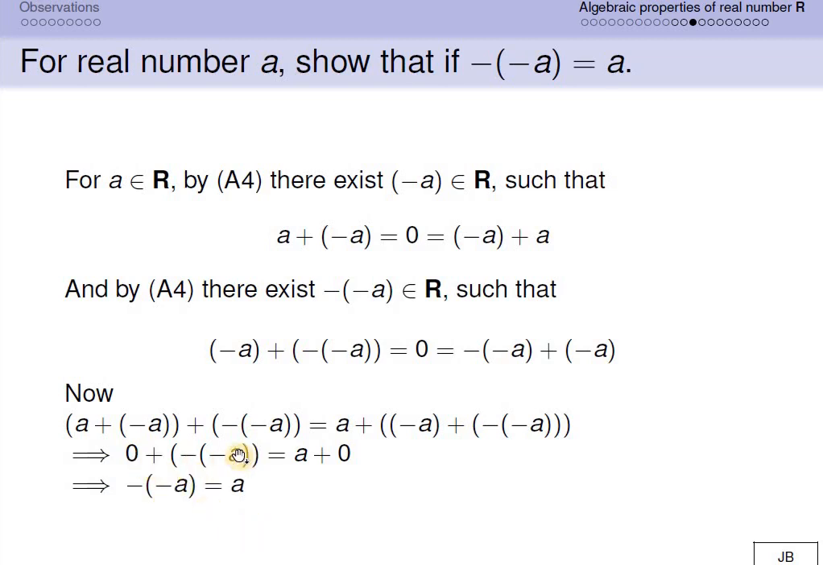So I have to write the reference here for the existence of the 0 element. I hadn't written that, so this will be this. So this will be minus of minus a, and similarly here also a plus 0 will be a. So we got minus of minus a equal to a.